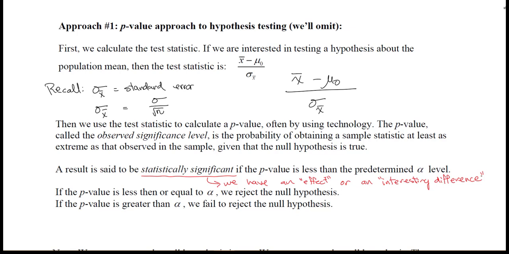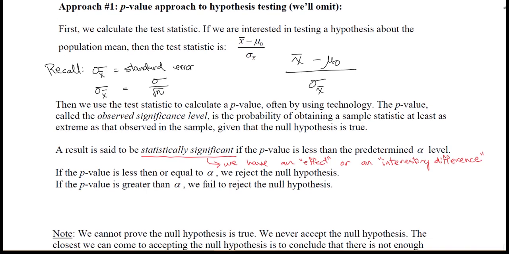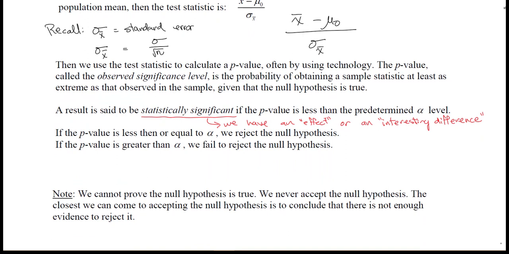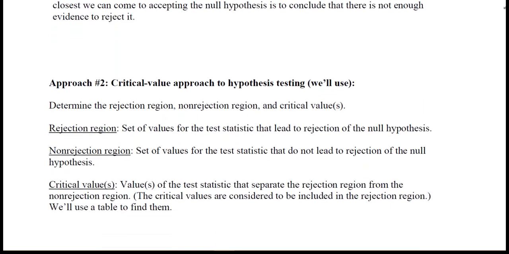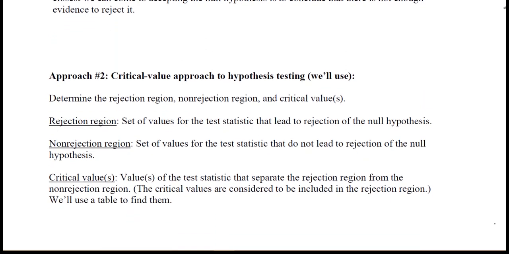If the p-value is less than or equal to the alpha, we reject the null hypothesis. If the p-value is greater than alpha, we do not reject the null hypothesis. So basically we compare the p-value that we get from our sample to the alpha. Keeping in mind what we've talked about before, we can't ever prove that the null hypothesis is true. We don't accept it. The closest we can come to that is to conclude that there's not enough evidence to reject it. Now, the critical value approach, which is what I'm going to use here.